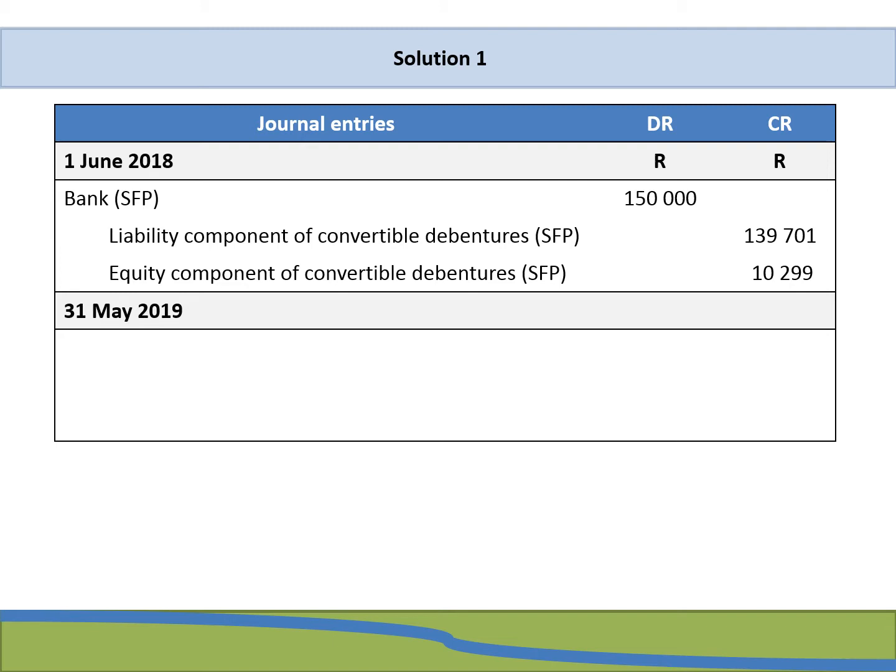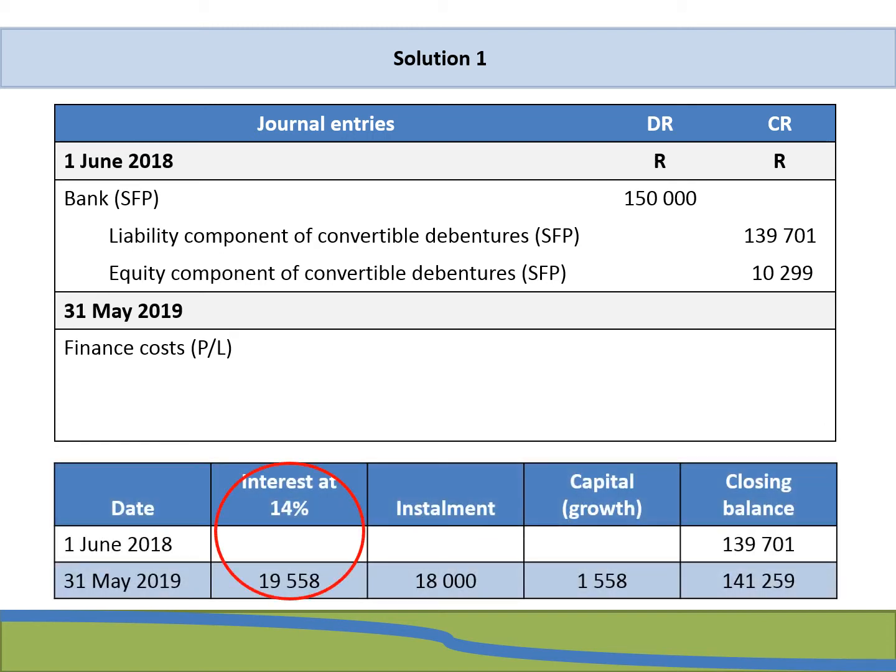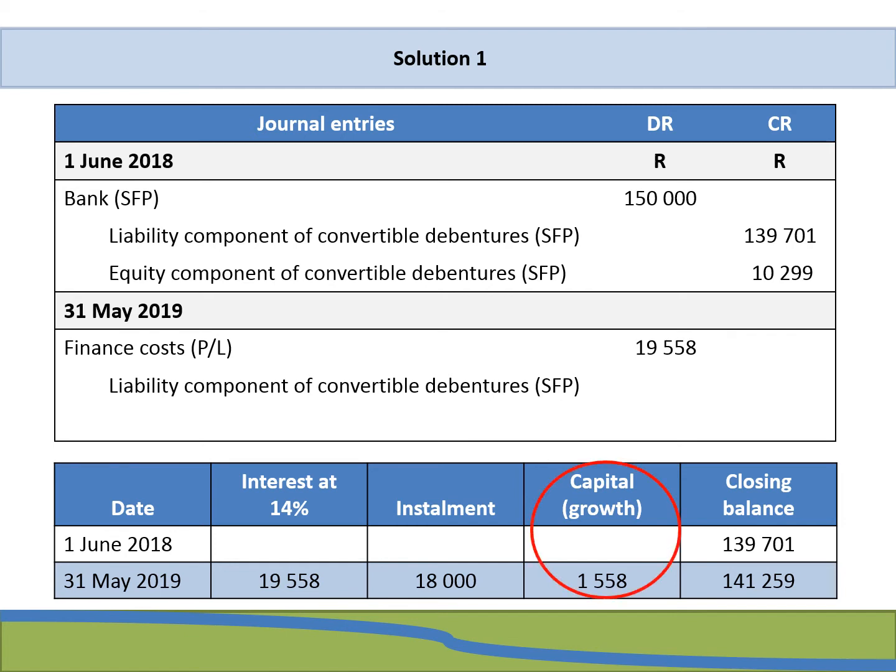At year end, we need to account for the interest that has been accrued or paid at year end. And in this example, the payments are on the same date as year end. So to account for the finance costs, we need to debit finance costs with an amount of 19,558 Rand. We will credit the liability portion of our convertible debentures with the capital growth amount, which is 1,558 Rand. Remember that the capital growth represents the difference between the amount that has been paid and the finance costs. Next, we credit bank with the payment of 18,000 Rand.